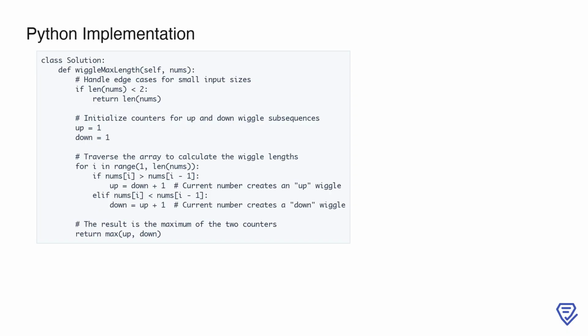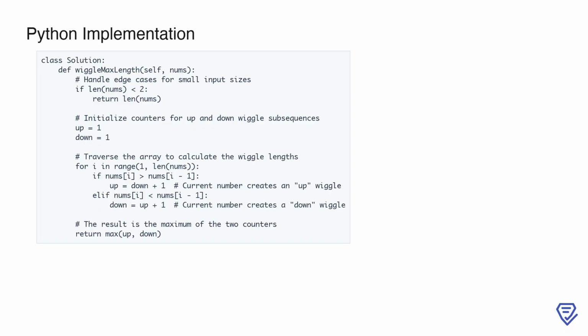Initially, both are set to 1 because any single element can be considered the start of a wiggle subsequence. We then iterate through the array starting from the second element. For each element, we compare it with the previous one. If the current element is greater than the previous one, it creates an upward wiggle. In this case, we update the up counter to down + 1 because the current upward movement depends on the length of the previous downward subsequence.